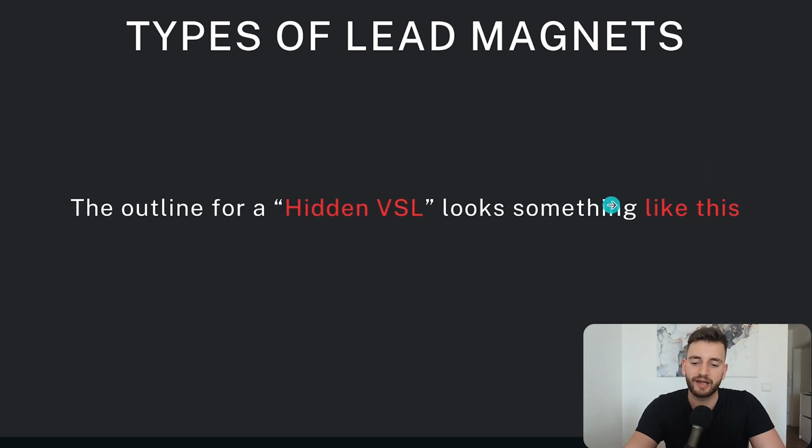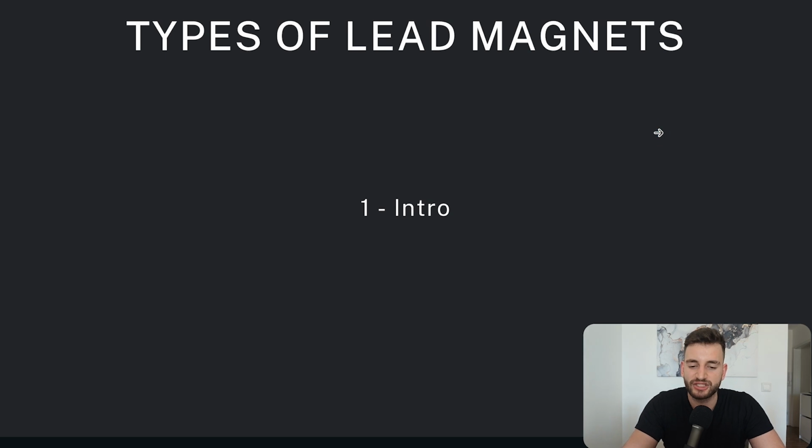And the outline for the hidden VSL looks something like this, guys. First stage being the intro, of course. So the coach will talk about why he is different from other people, introduce himself, and talk about what he's doing in general. Second stage will be calling out the dream avatar. So basically you say who this is for. Yeah, and by the way, I'm this guy, and this video is for people looking to lose 10 pounds in the next 3 months or something, blah, blah, blah. You basically just call out the dream avatar so they know it's for them.